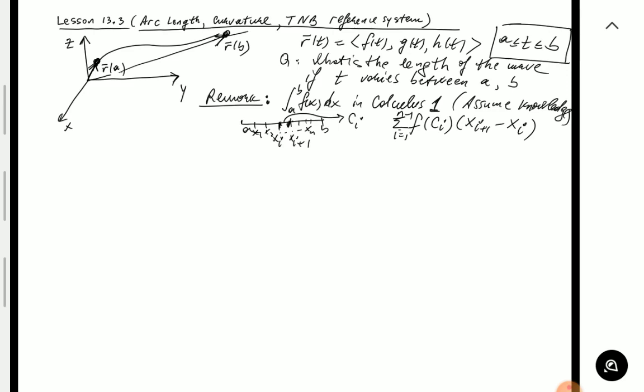Typically, in my notation here, x naught should stand for a, and x_n should stand for the endpoint b. So that means the way I wrote it here should be from 0 to n minus 1.